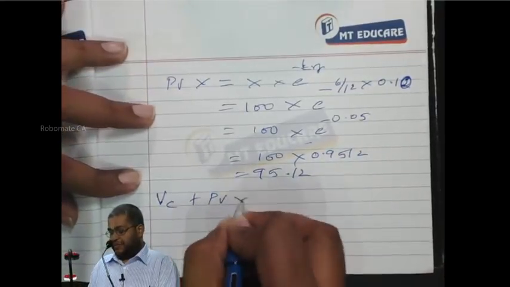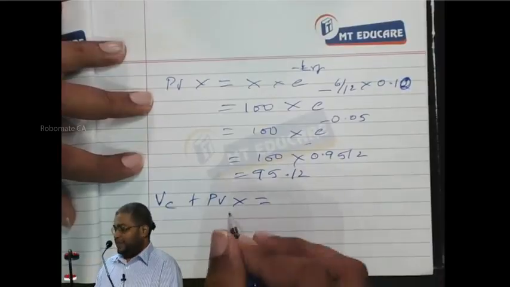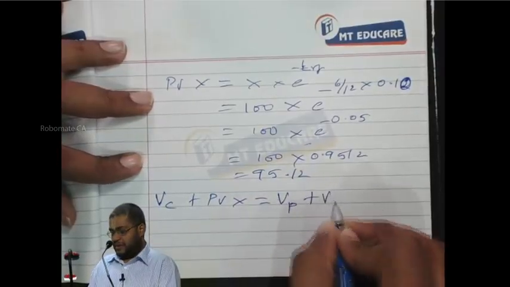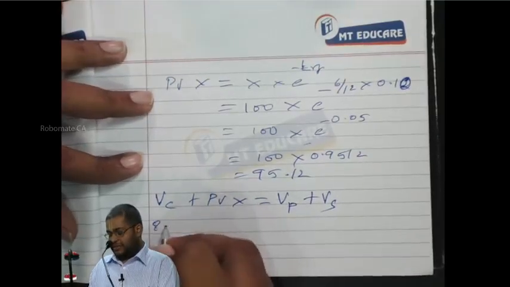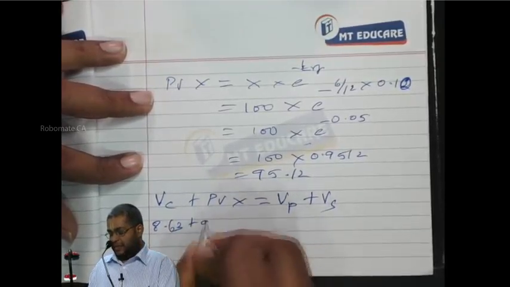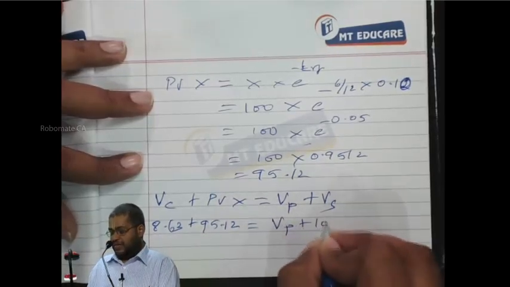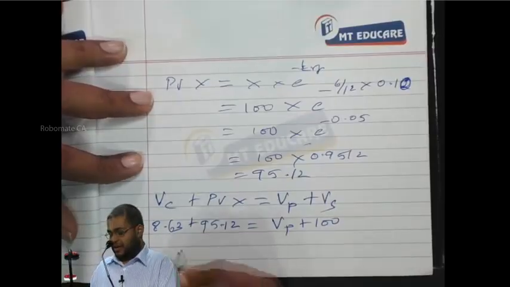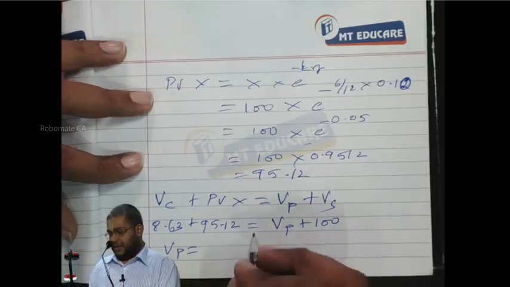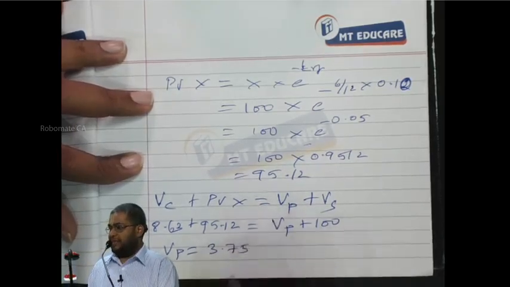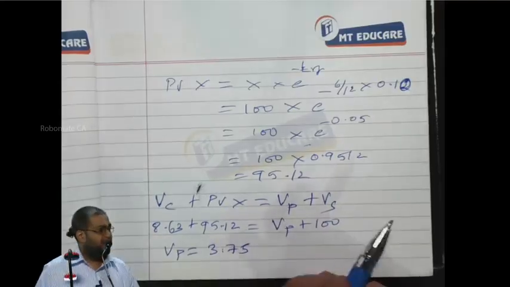VC plus PV of X is equal to VP plus VS. What is the value of the call we found out? 8.63 plus 95.12. PV of X is equal to VP plus the value of the share, and the spot price is 100. Rearrange: VP is equal to how much? 3.75. Value of put is 3.75, or 3.76 as the case may be. Everybody yes or no?